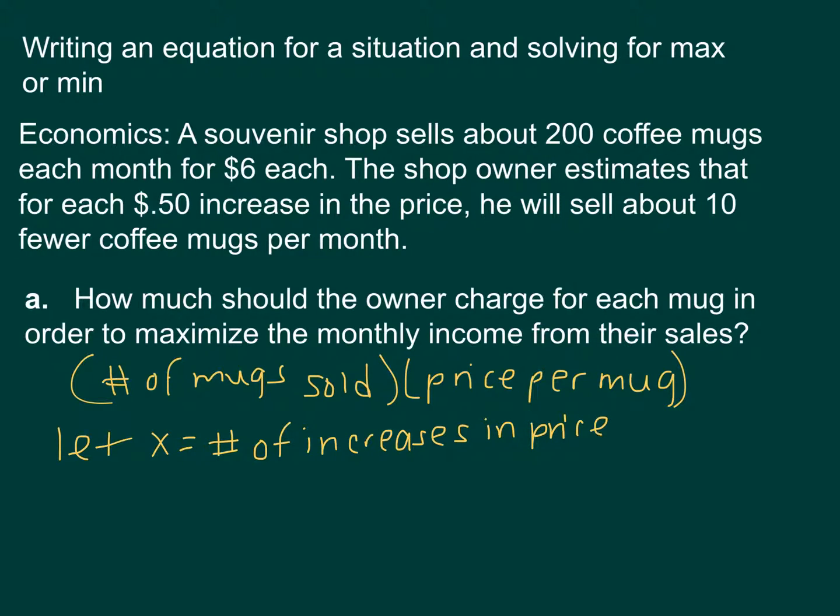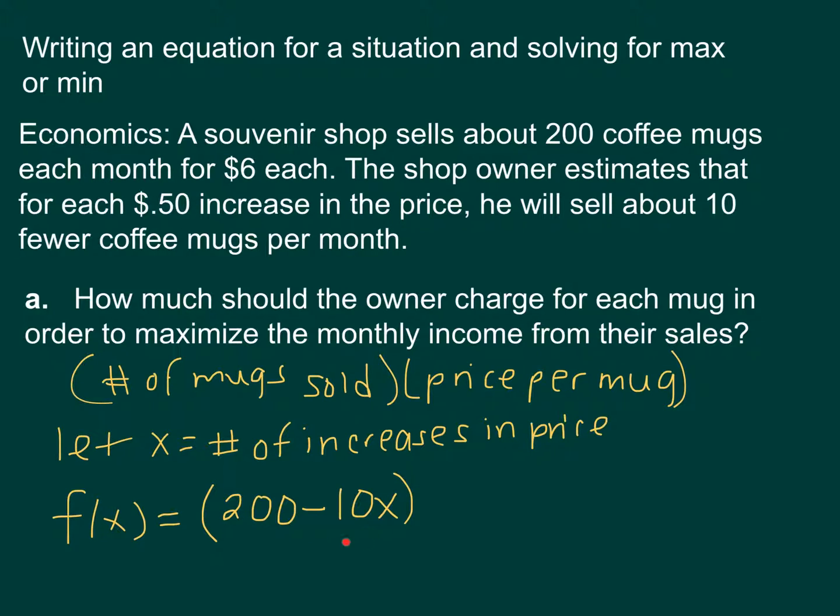The reason I did that is because in order to, and I'm going to write f of x for my function, in order to figure out the number of mugs sold, remember for every increase he sells 10 fewer coffee mugs. So we know we start out with 200 a month, but we're going to take away from that 10 times however many times he increases the price. So if he increases the price twice, that means he lost 20 coffee mug sales. But if you did it once, it'd be 10 less. If you did it 3 times, it'd be 30 less, etc.